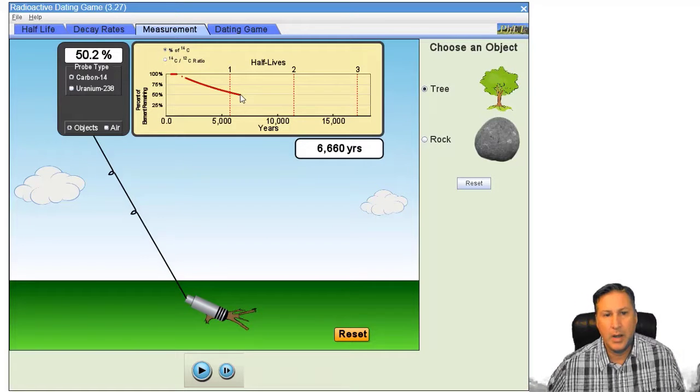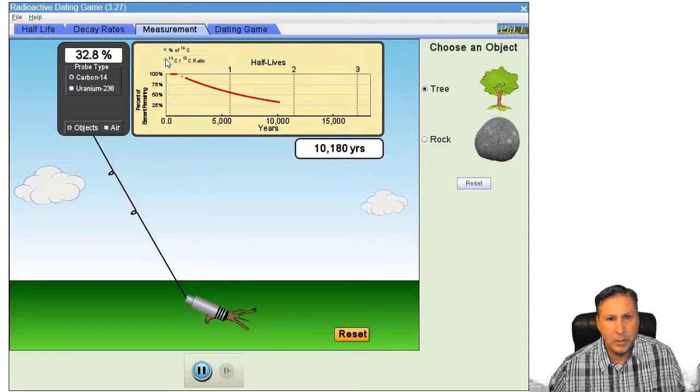Right? Carbon-14 dating does not do that. You cannot date things that are alive because they will always have 100% of the carbon-14. If we continue letting it probe, that dead wood, that dead tree will continue to decrease in its carbon-14.